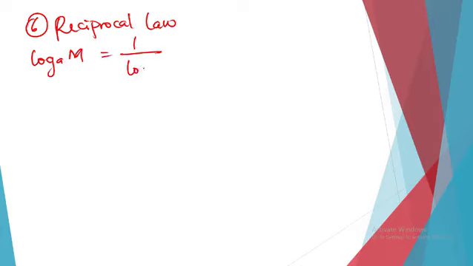Okay, law 6. Let's look at the sixth law. The sixth law, we call it the reciprocal law. We have log m base a to be equal to 1 over log a base m. If we have log m base a, it is something as 1 over log a base m. Let me give us an example.